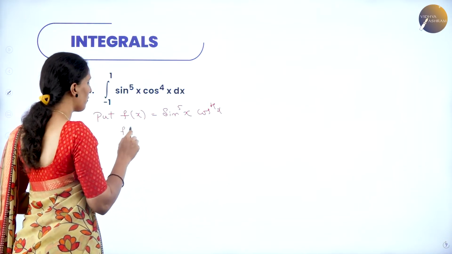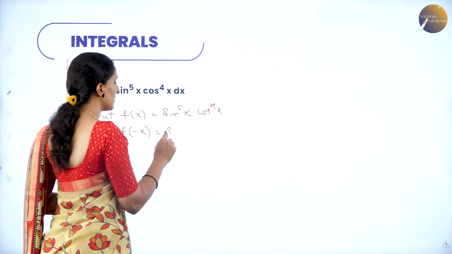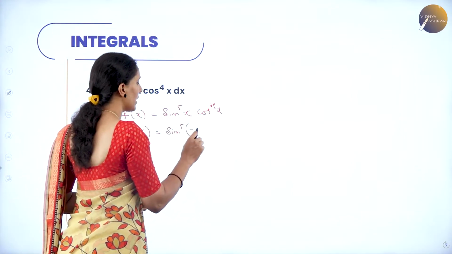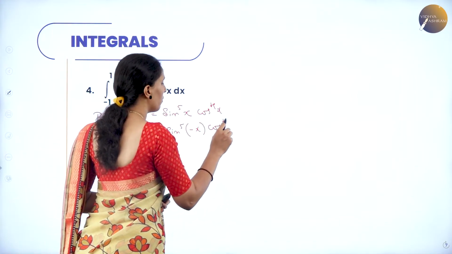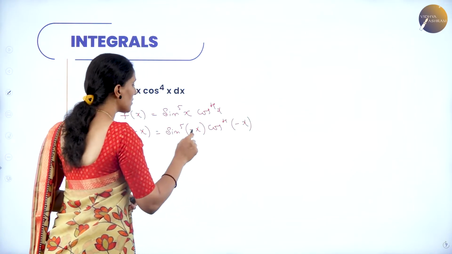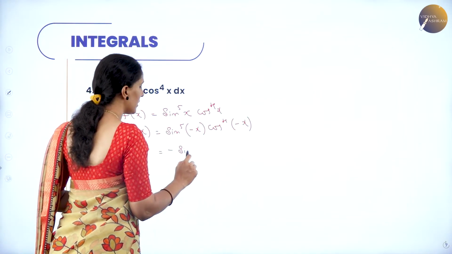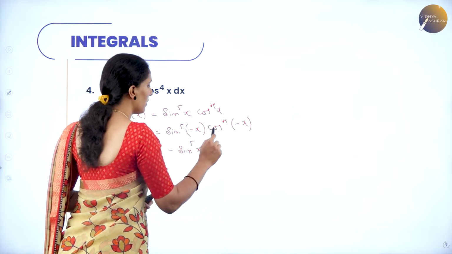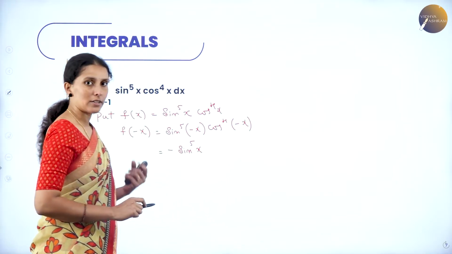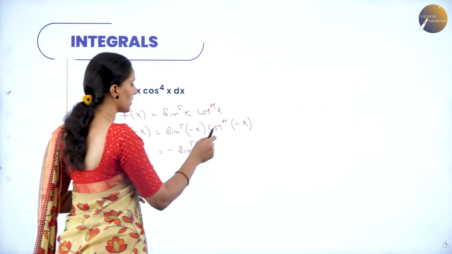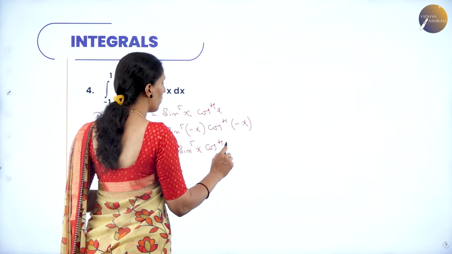Now replace f of minus x. Then it is sine power 5 of minus x cos power 4 of minus x. Sine of minus theta is minus sine theta, so therefore it becomes minus sine power 5x. And cos of minus theta is cos theta only, so therefore it is cos power 4x.